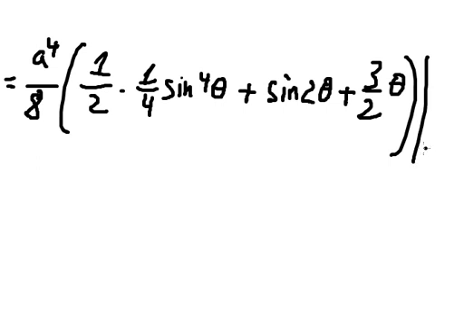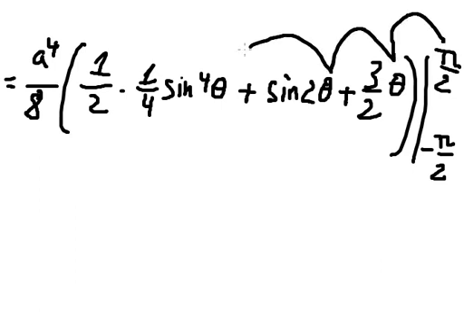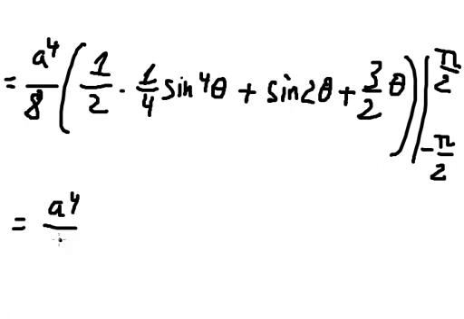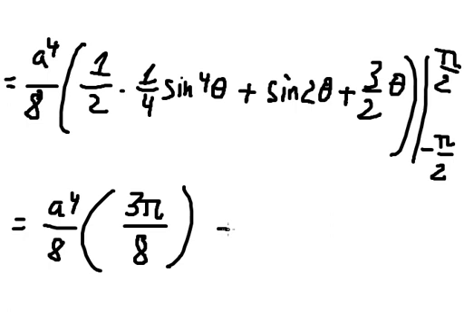And we put the bounds from negative pi over 2 to positive pi over 2. So we put this one going here and this one going here. So we have 3 pi over 8. And we have 3 pi a to the power of 4 over 64.